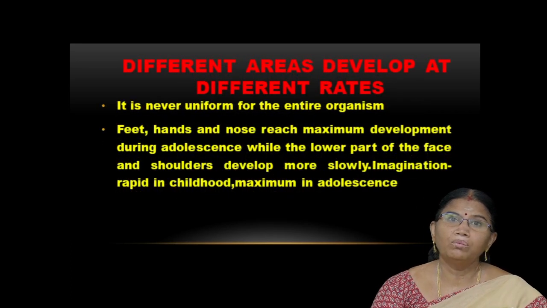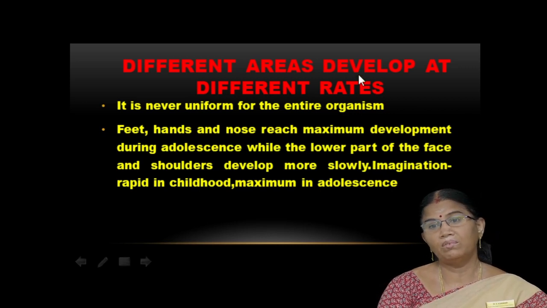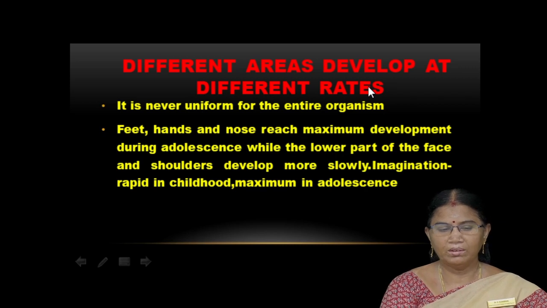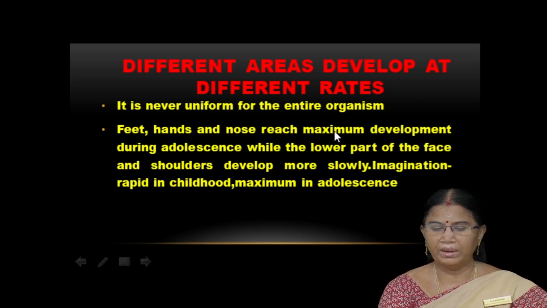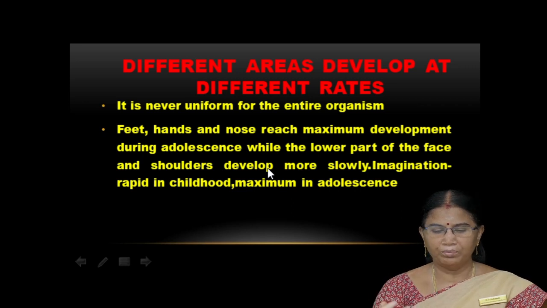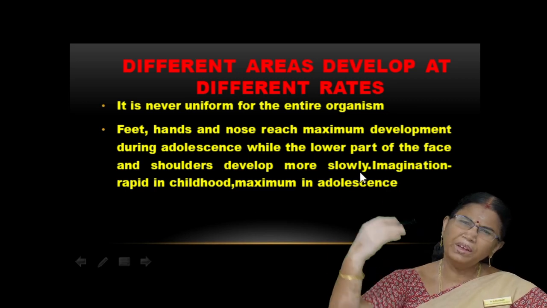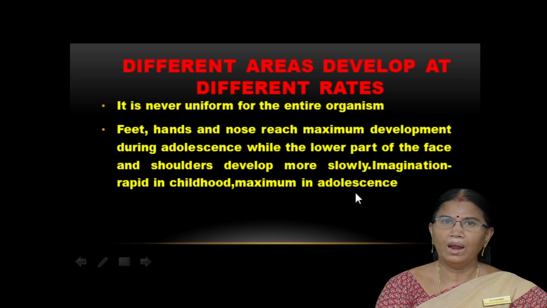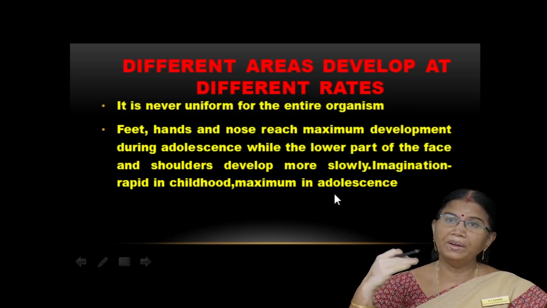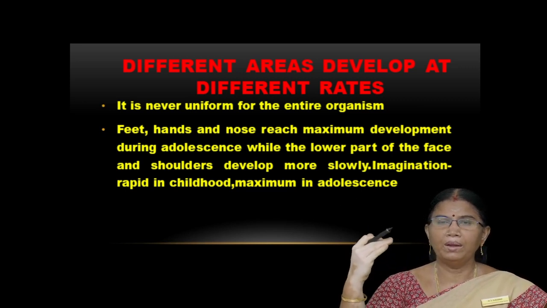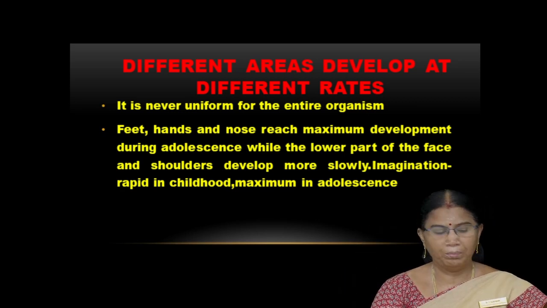Another significant aspect of growth and development is different areas develop at different rates. It's never uniform for an individual. Feet, hands, nose may reach maximum development during adolescence, but the lowest part of the face and shoulders may develop slowly. And when you take, for example, mental development, imagination might be very rapid in childhood, maximum in adolescence. We should accept that during the adolescent period, cognitive development, mental development might be very rapid and it attains its potential during that period.